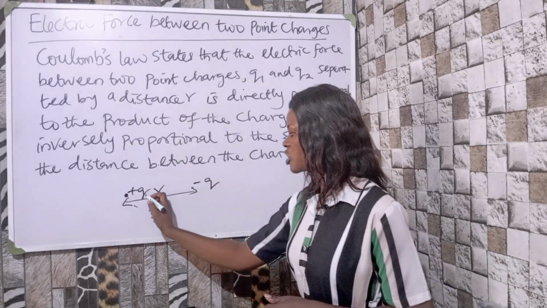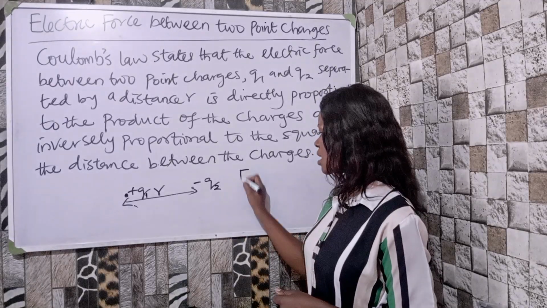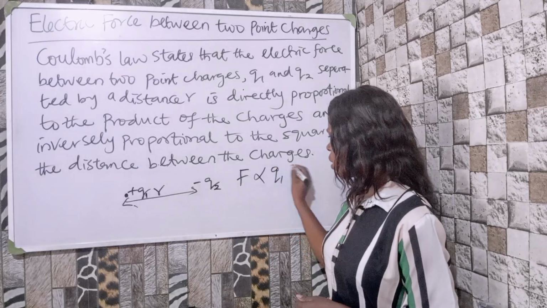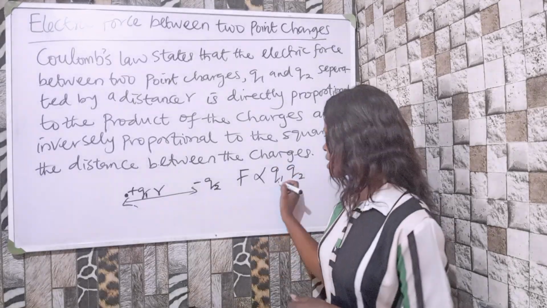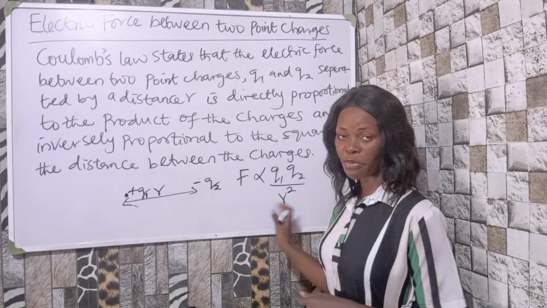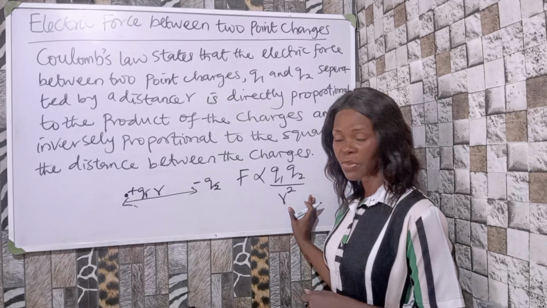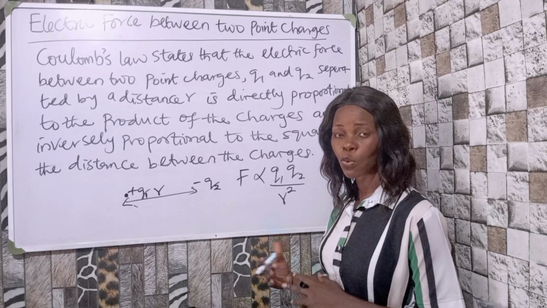The first charge is Q1, the second one is Q2. So we say that this force is directly proportional to Q1 and Q2, and inversely proportional to the square of the distance separating them. That is over r squared. I hope you get it now. So this is the equation of Coulomb's law. Now this Coulomb's law is also an example of an inverse square law.